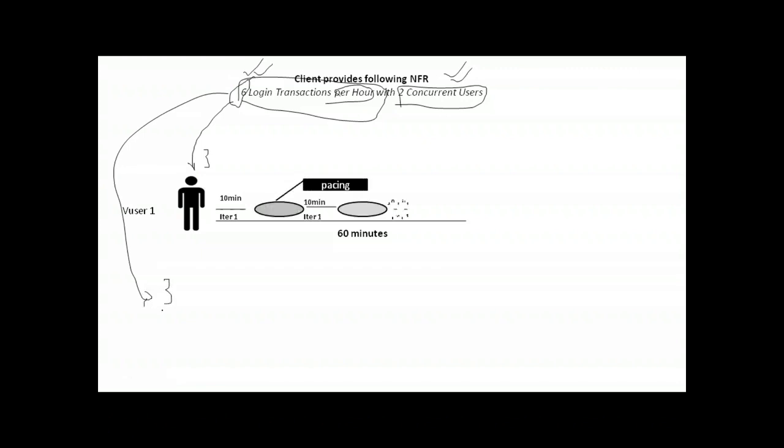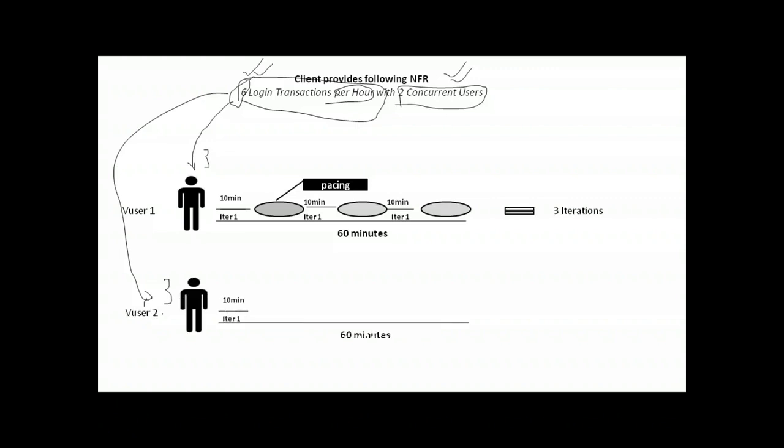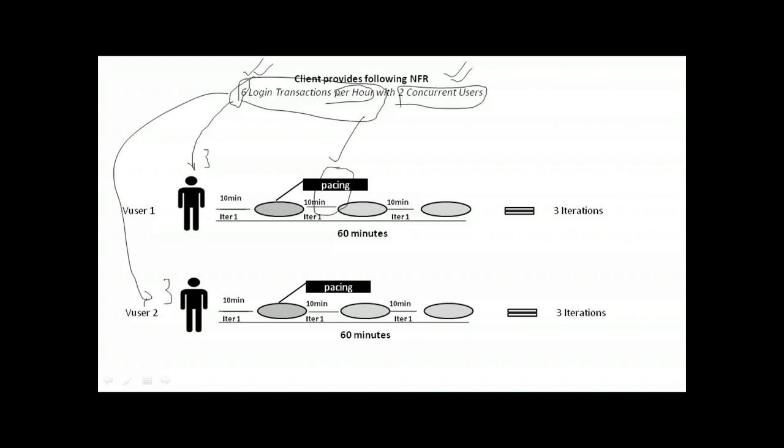The first virtual user will execute 3 transactions, or 3 iterations, with the appropriate pacing, and the second virtual user will take the same login script. Again, he will execute 3 iterations with the appropriate pacing. So what is the pacing time here, guys? That is appropriate: 10 minutes. The pacing is 10 minutes.